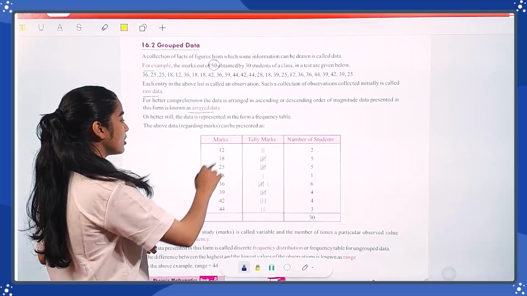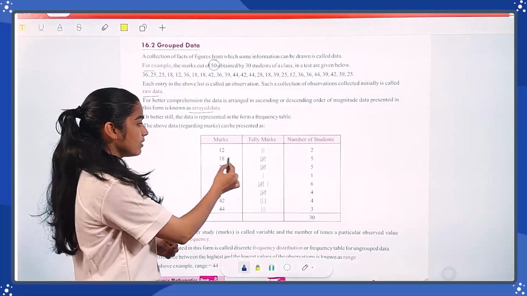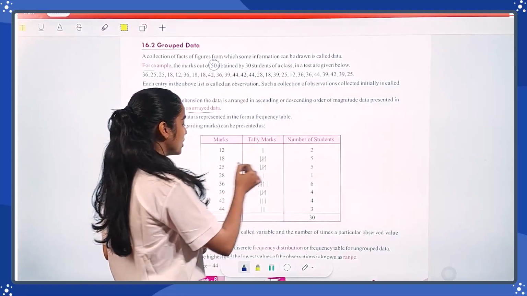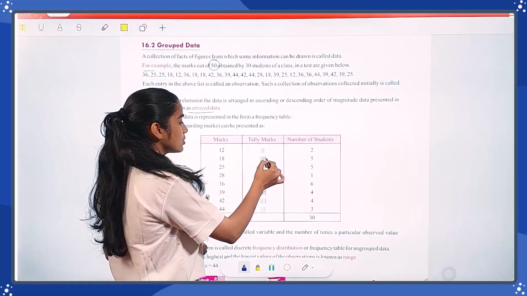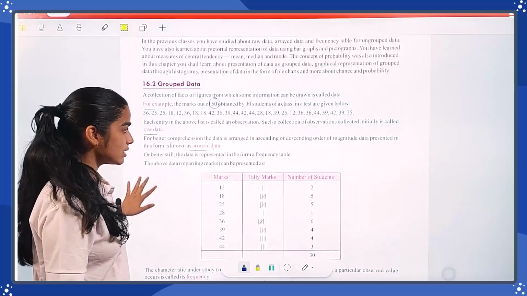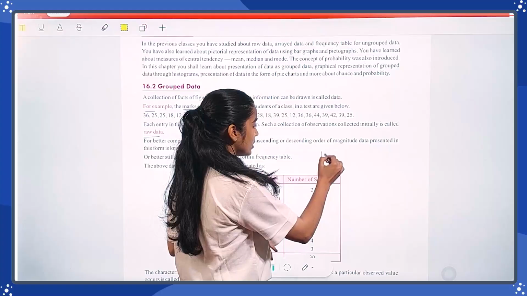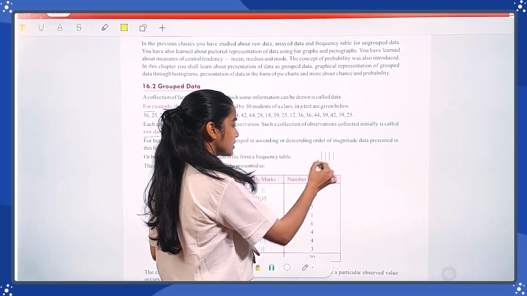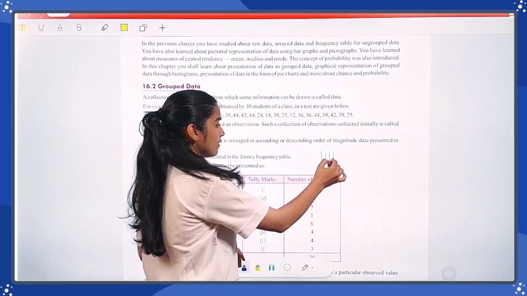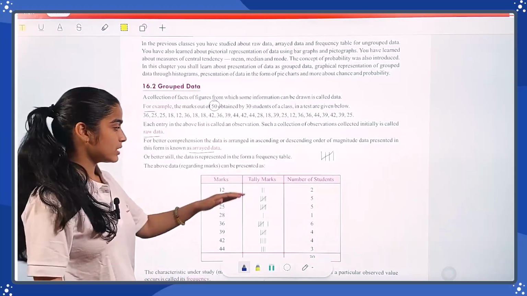Now we have to check how many times a particular mark, the observation, is repeated. So 12: 1 and 2. So we write 2 here. Then 18: 1, 2, 3, 4 and the cross sign makes 5. Now I hope you still remember from your earlier classes that we do this: 1, 2, 3, 4. These are the 4 lines we draw, and we take a diagonal line to make a group of 5. These are tally marks.